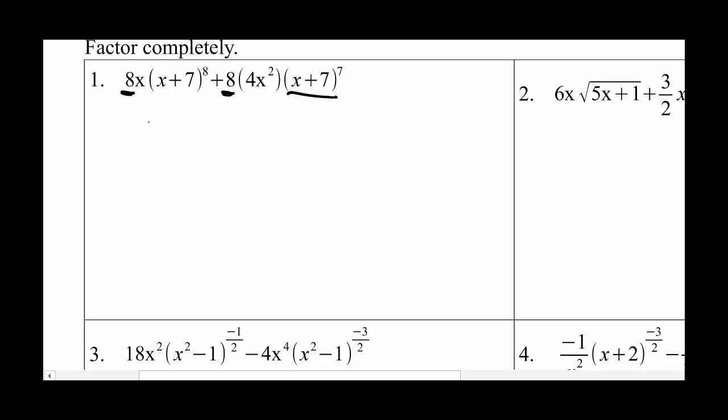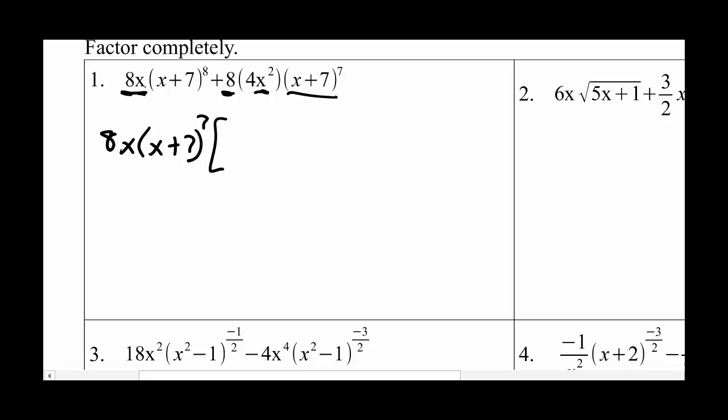So let me kind of keep track of this. I know I can take an 8 out, x plus 7 to the 7th. What about x's? I can see an x there and an x, so I can take an x out. So that's what we're going to do. And let's see what is left.